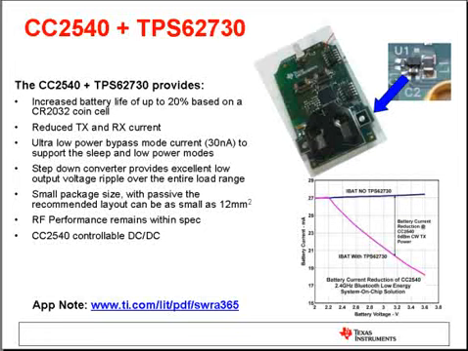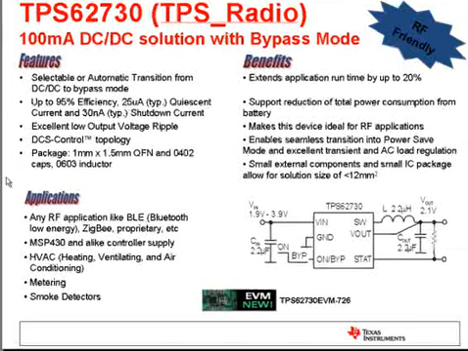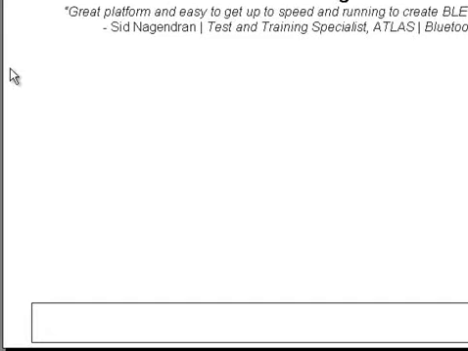Reduced TX and RX current is one of the biggest features of including the TPS62730 device with the CC2540. It uses ultra-low-power bypass mode current to support the sleep and low power modes. It comes in a small package size of 1 mm by 1.5 mm QFN. The application notes and reference design for this part can be found in the link mentioned at the bottom of the slide. This device is ideal for RF applications due to the excellent low power voltage ripple.